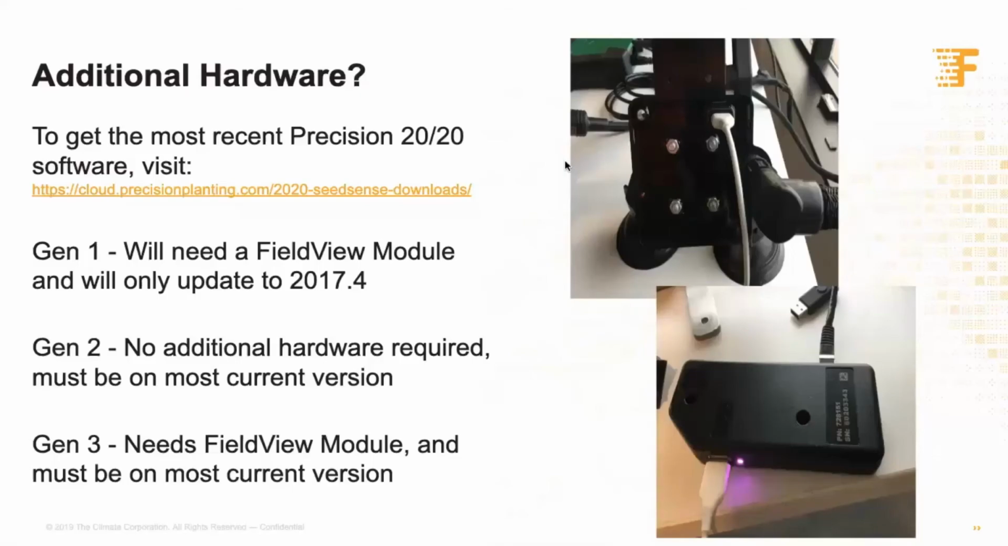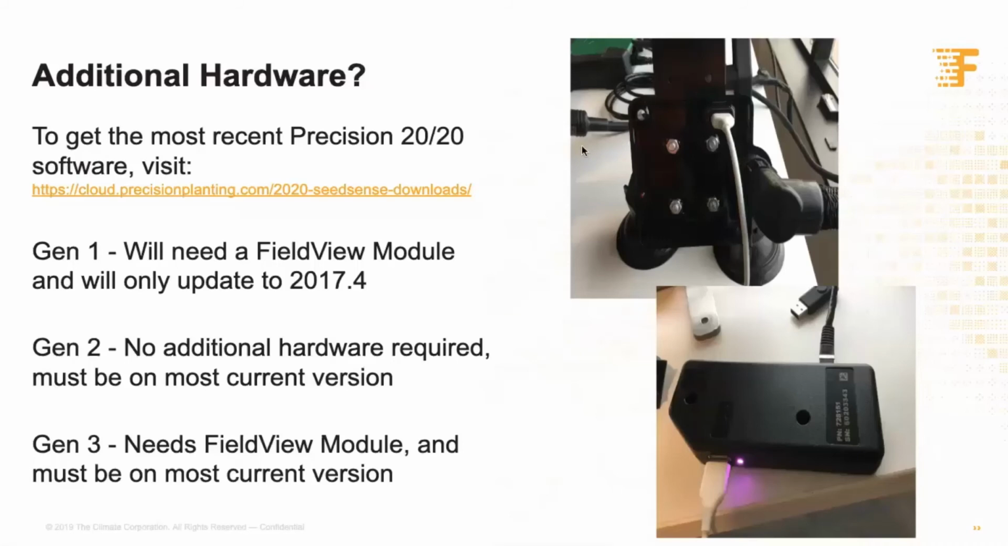The 2020 makes things a lot more simple, I think. There is additional hardware for some setups. That'll be that FieldView module, we call it. So if you have a Gen 1 or a Gen 3 2020, there are modules specific to those setups that you'll need to have.